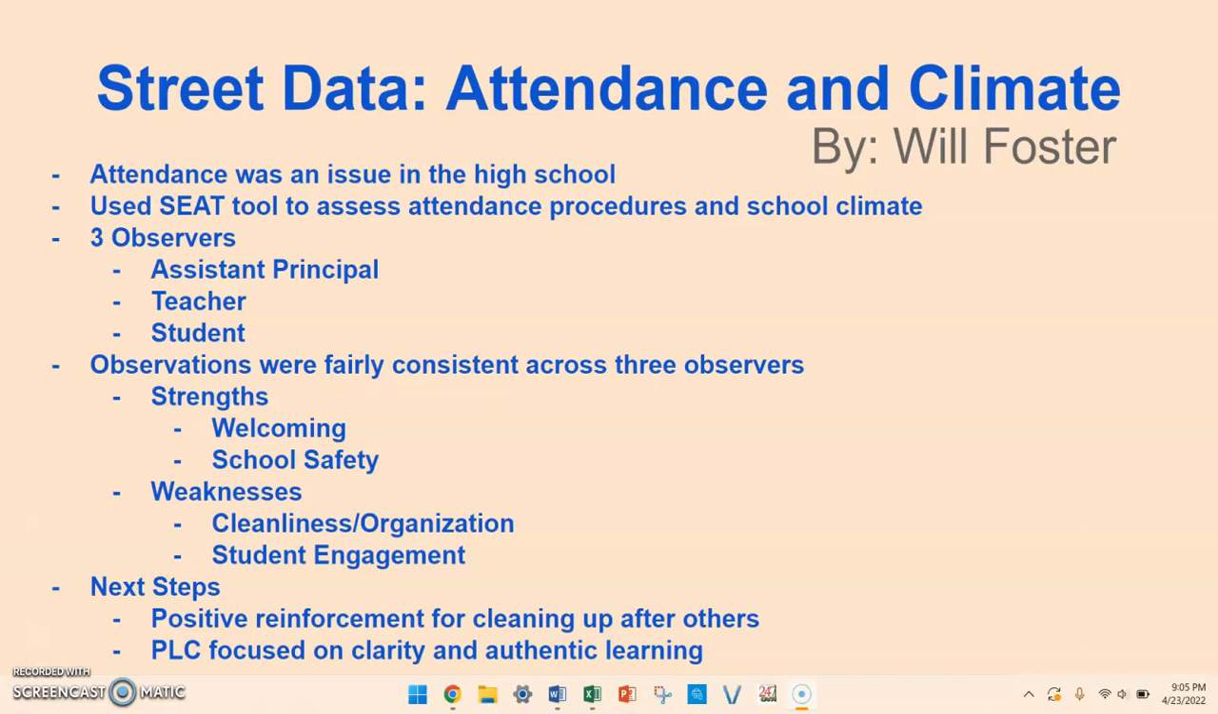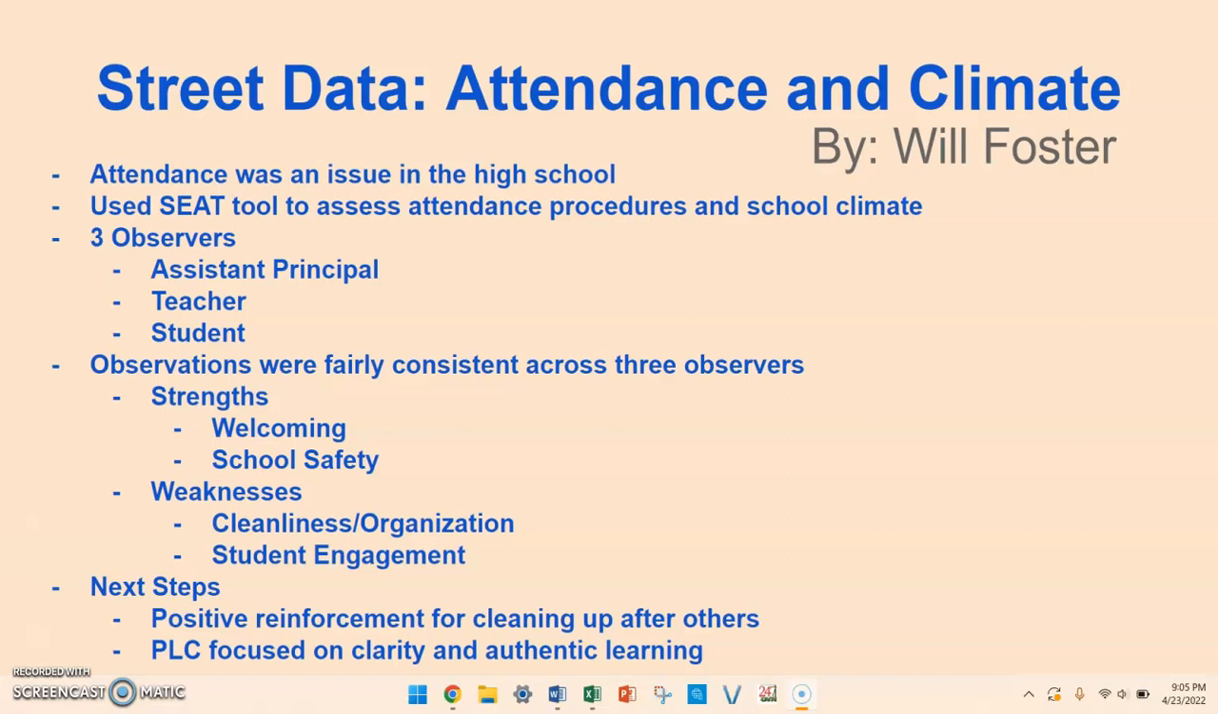The 2 weaknesses that came to light: one was cleanliness and organization. That applied to 2 areas mainly. First was the common areas, mainly the cafeteria. A few of the observers commented that sometimes the cafeteria would get a little dirty, but the custodians worked quickly to clean it up between lunches. And the second was cleanliness and organization within classrooms, with a few classes being noted as not being organized or clean.